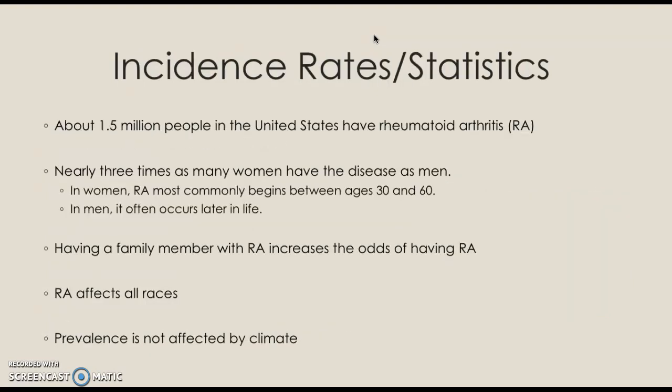Incidence rates and statistics. About 1.5 million people in the United States have rheumatoid arthritis. Nearly 3 times as many women have the disease as men. In women, RA most commonly begins between ages 30 and 60, but in men it occurs later in life. Having a family member with RA increases the odds of having RA. RA affects all races, and prevalence is not affected by climate.